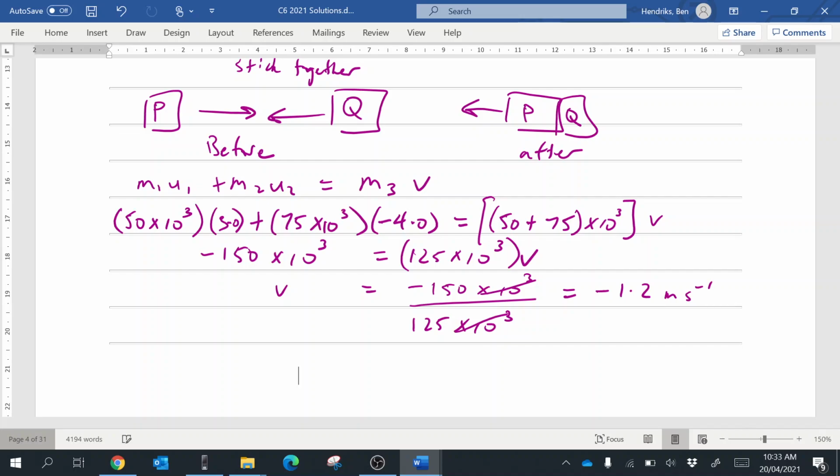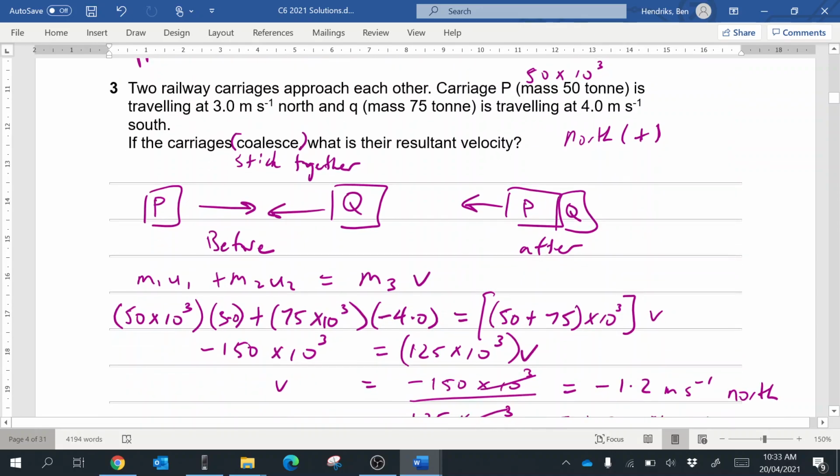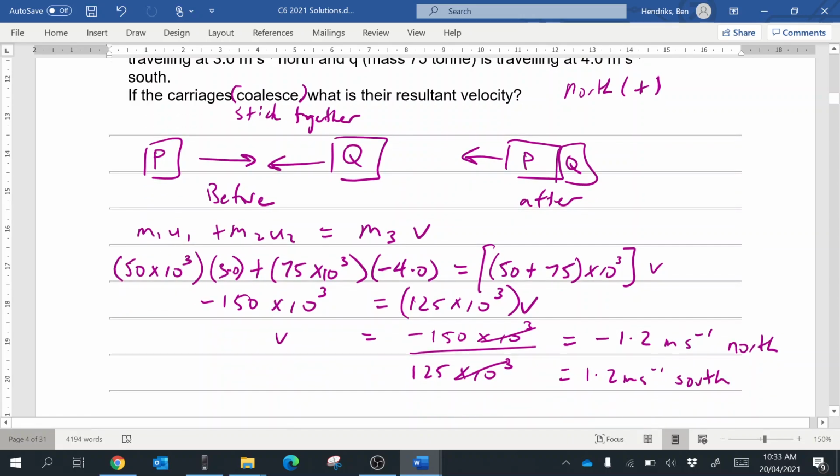And like I predicted, it's opposite of north, so it's equal to 1.2 metres per second south. If you're asking how I predicted it, I didn't go through and do the problem beforehand. What I did was I just looked at the numbers here. 50 times 3 was smaller than 75 times 4, so that's why I predicted it was going to be in the southward direction.